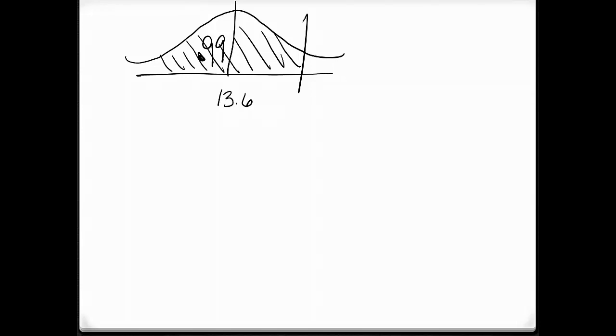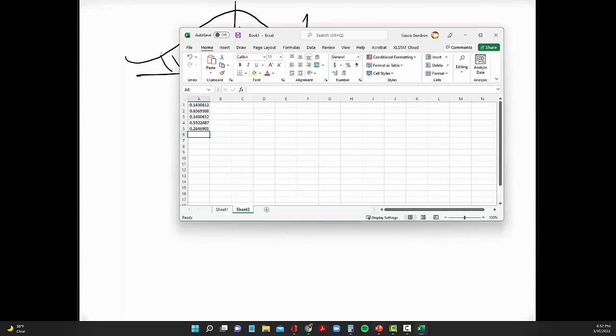So I need to go back into Excel, and then I have to go equals NORM.INV. Probability 0.99, mean 13.6, standard deviation 6. And that gives me a cutoff of 27 miles an hour.